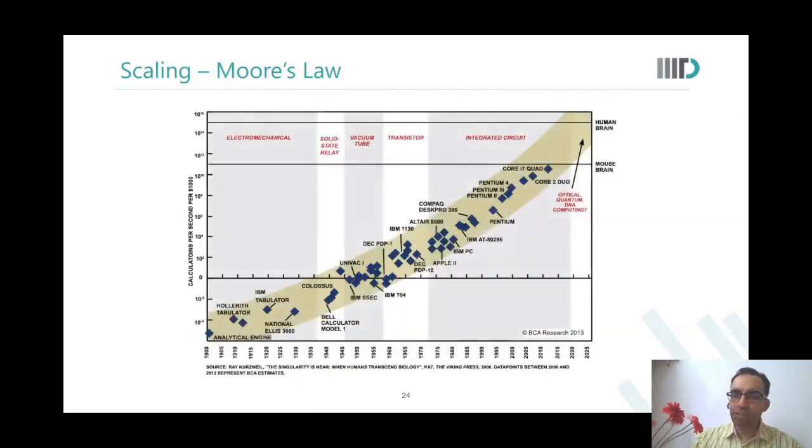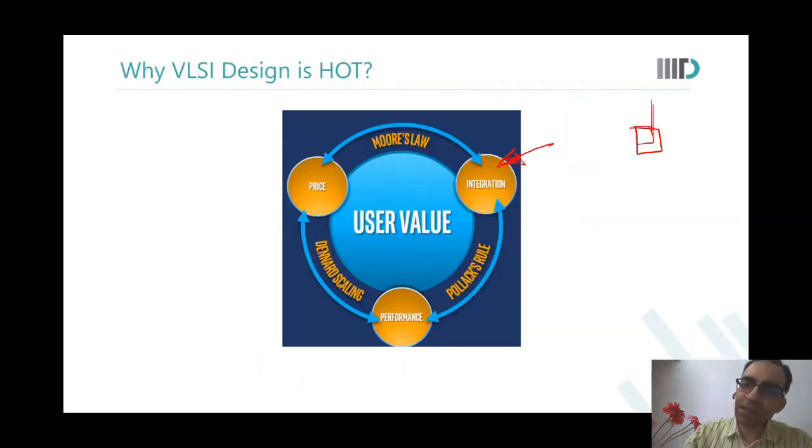What does that also mean? It also means that if I do not want to add any more functionality, I can reduce the die size and my price would reduce. Or if I add more functionality, then at the same price, I am now getting more functionality. So I'm getting more value. Either case, whether my price reduced or more integration happened, Moore's law said that user value would increase. Are you able to see this?